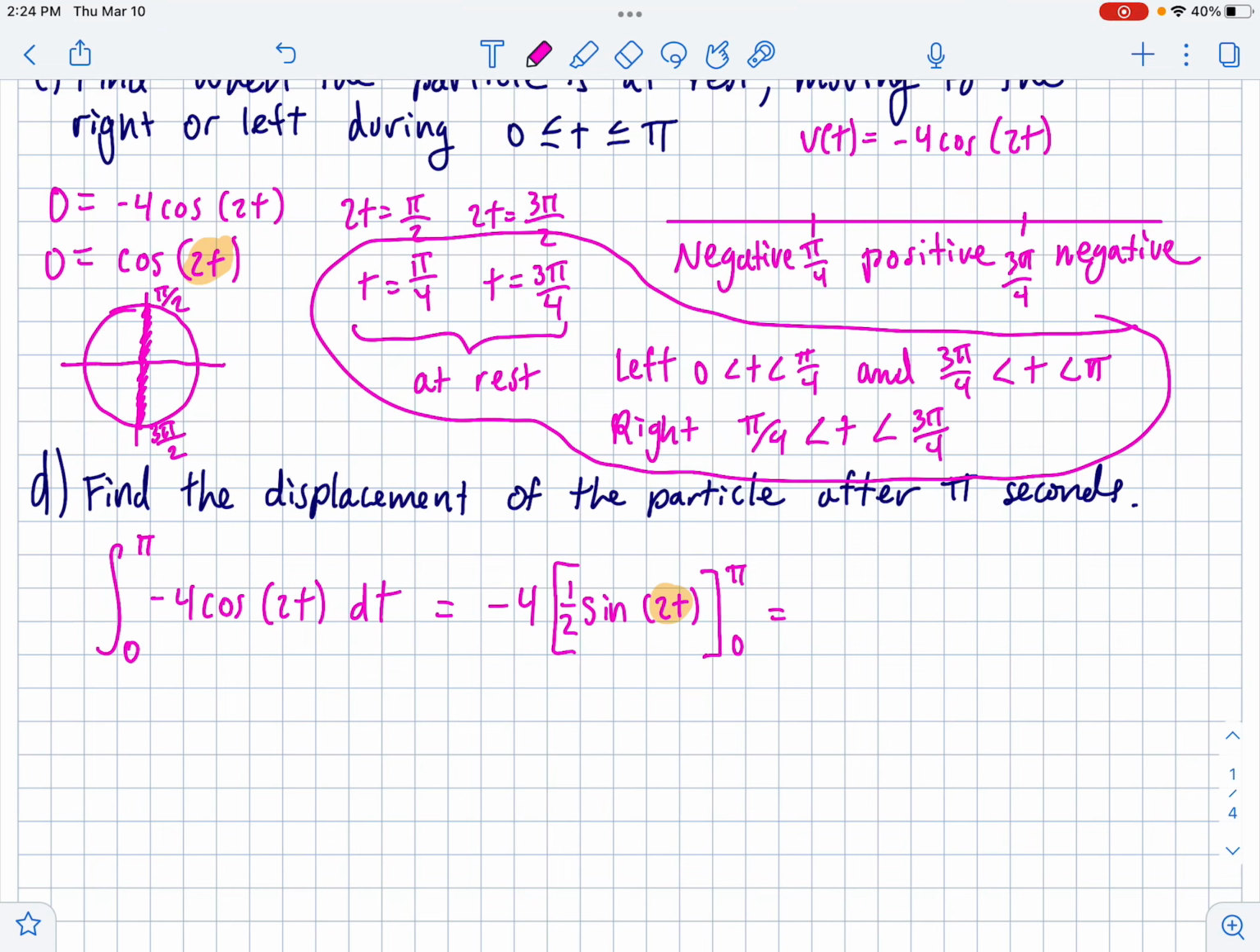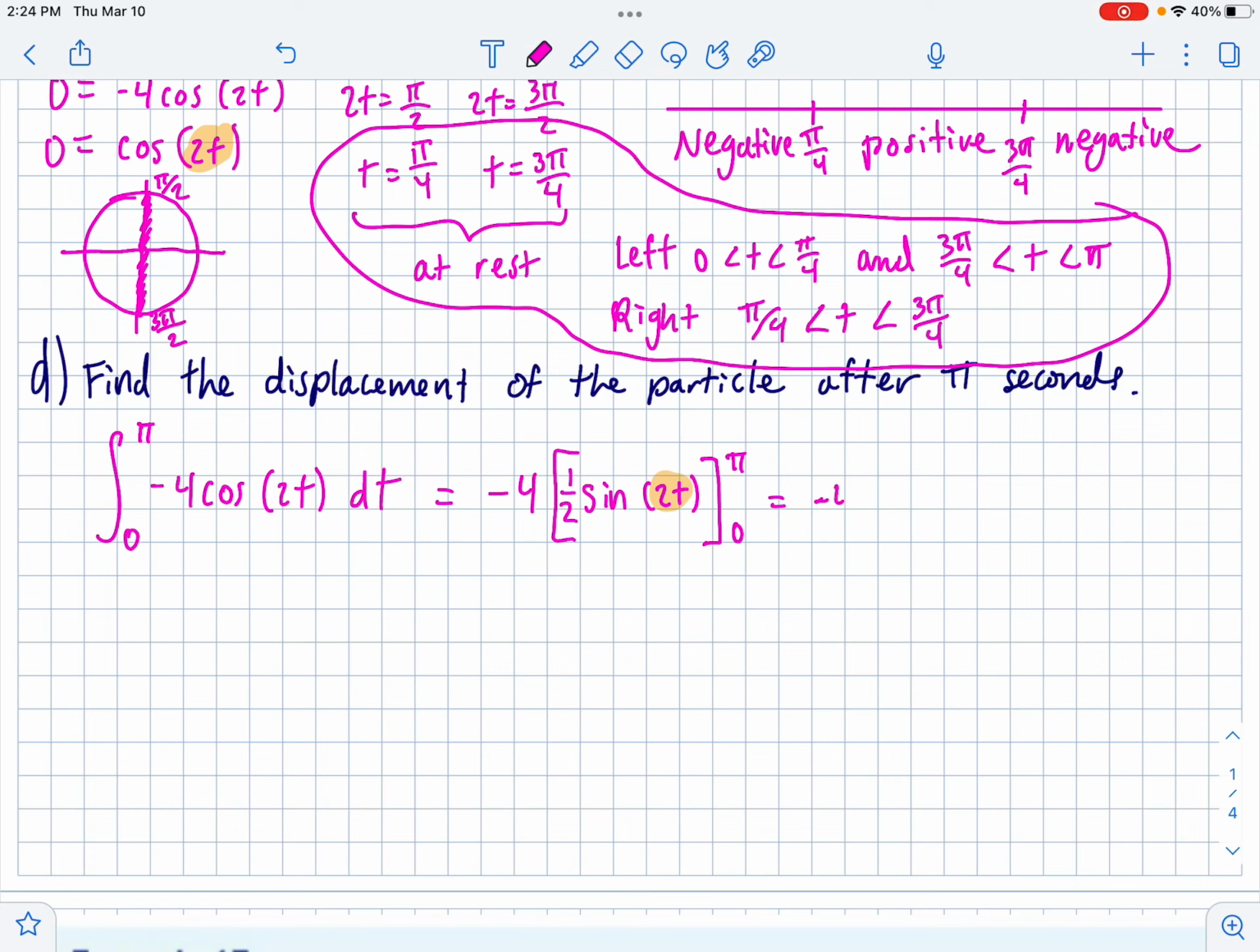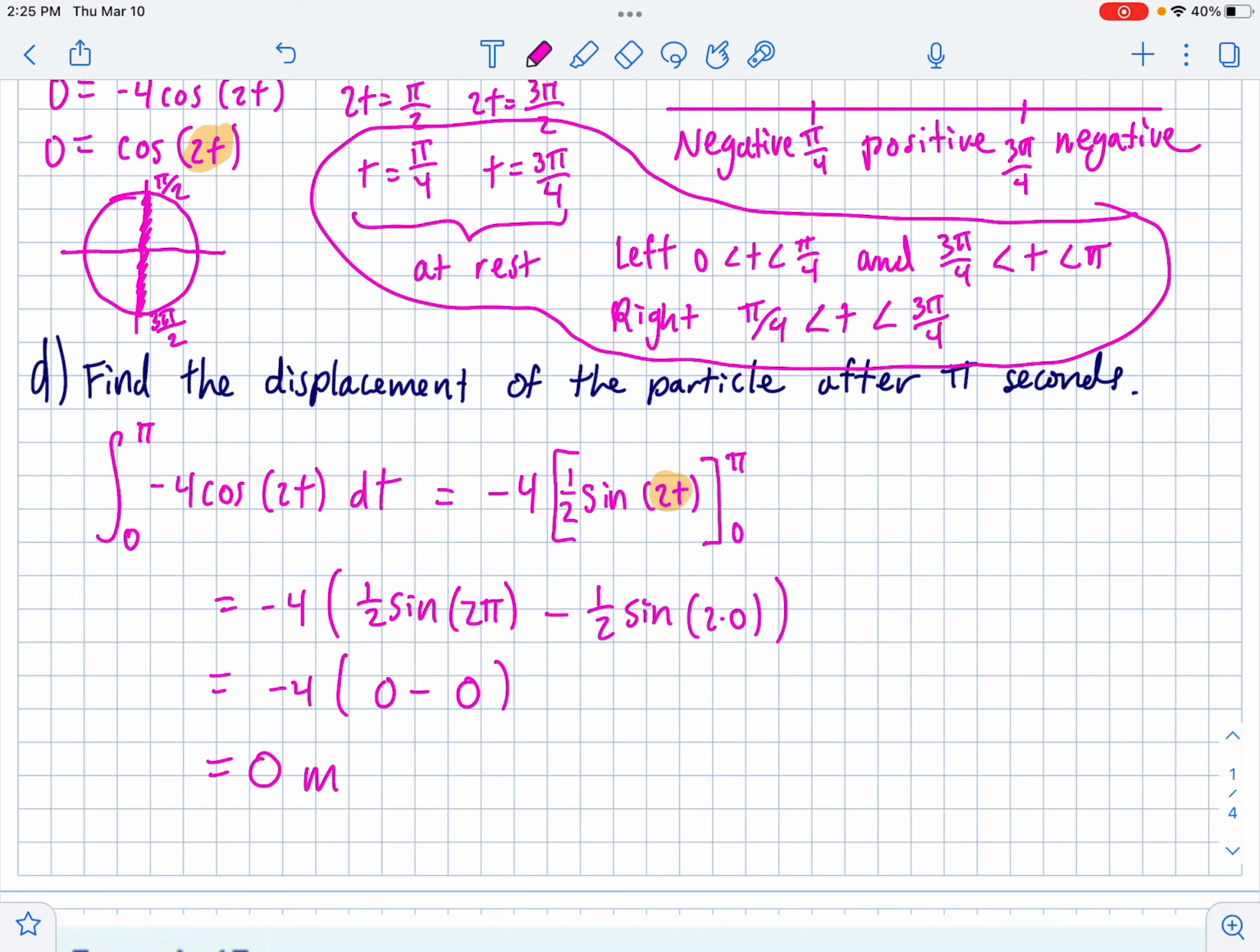So this whole thing, I guess we could keep the -4 on the outside. Let's do it below. We'll do 1/2 sine 2 pi minus 1/2 sine 2 times 0. Now sine of 2 pi is 0 and sine of 0 is 0. So this whole thing is just 0. Take away 0, so the whole thing is 0. 0 meters. The displacement of the particle after pi seconds is 0 meters.